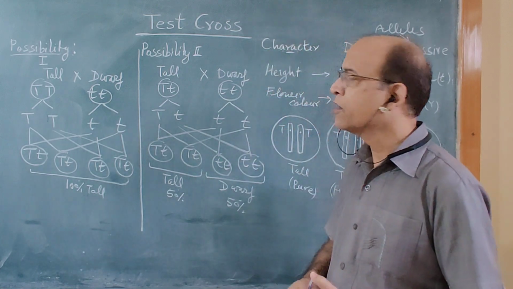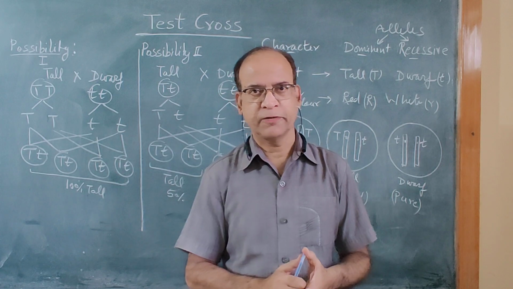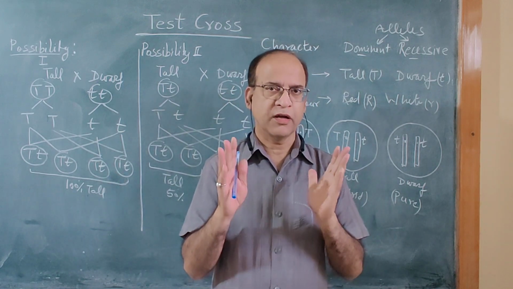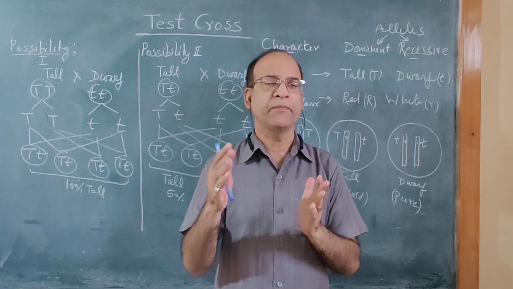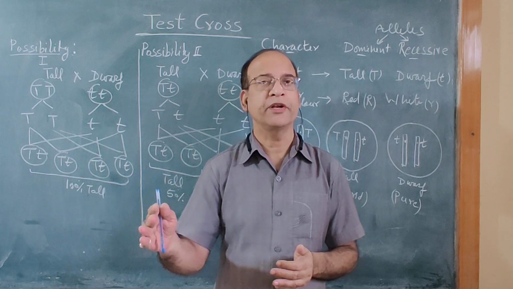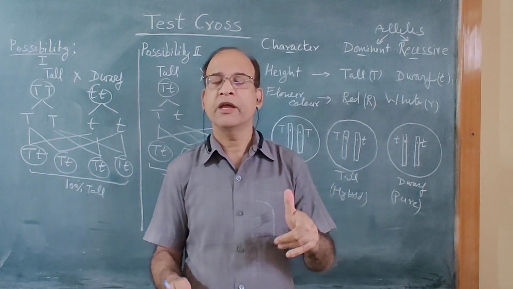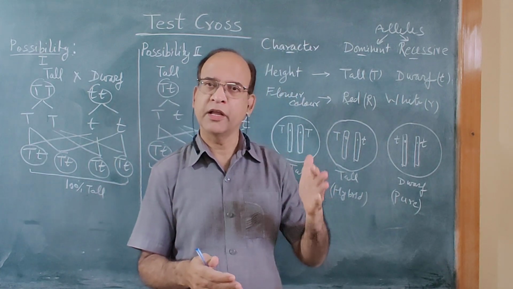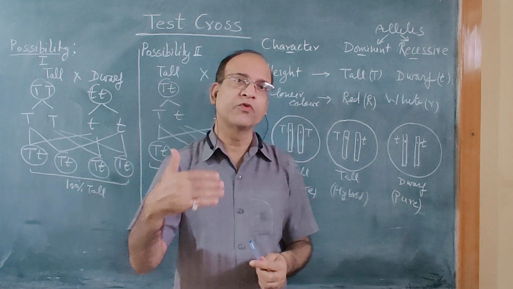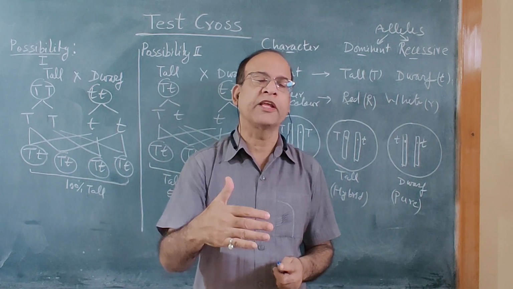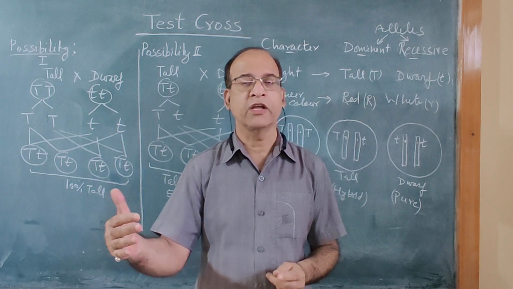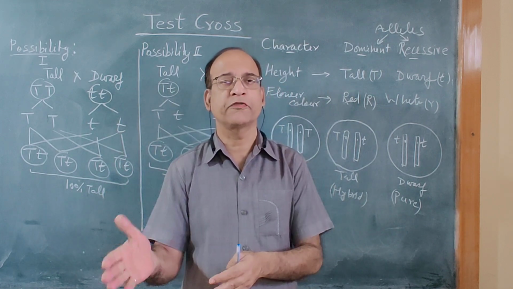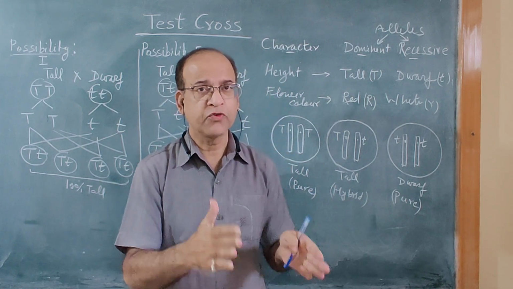For example, we have a tall plant. Tall plant is a phenotype. It may be a pure tall, capital T capital T, or it may be a hybrid tall, capital T small t. So if you want to test whether it is capital T capital T or capital T small t, you have to perform its cross with its recessive, meaning dwarf.